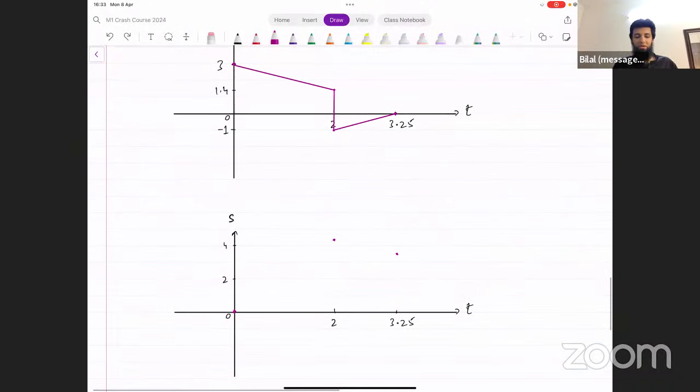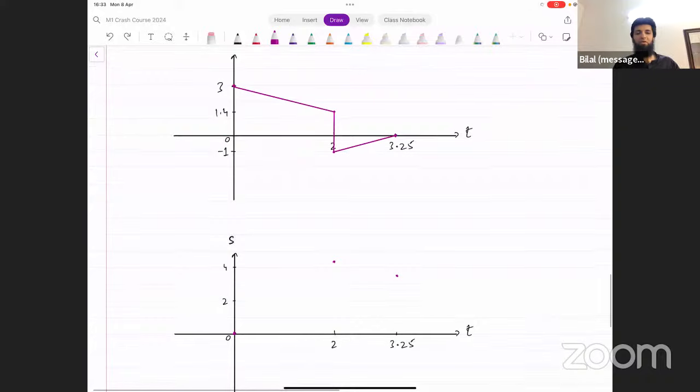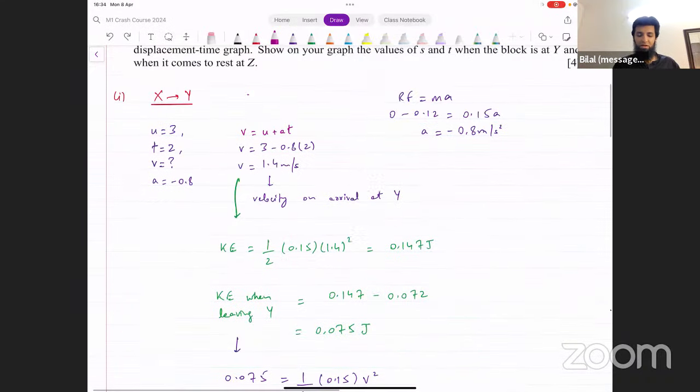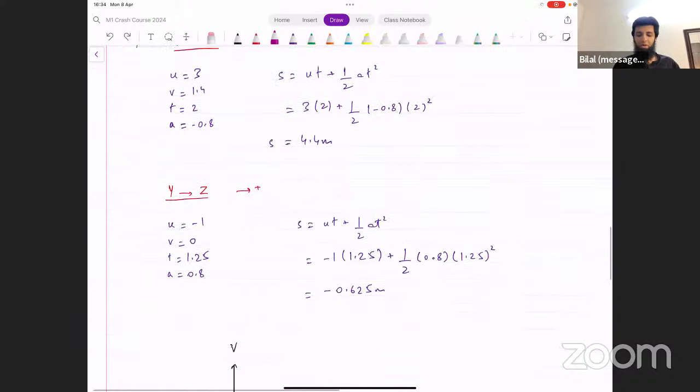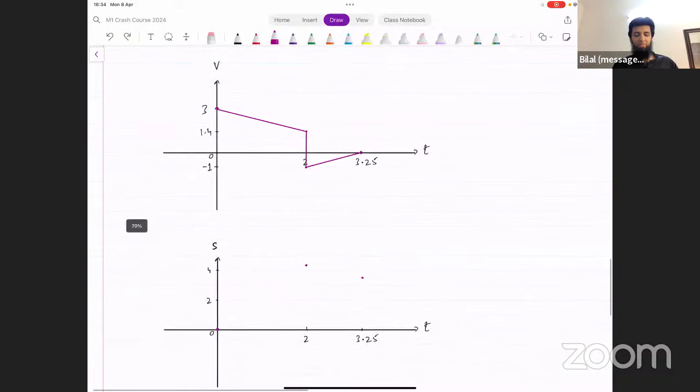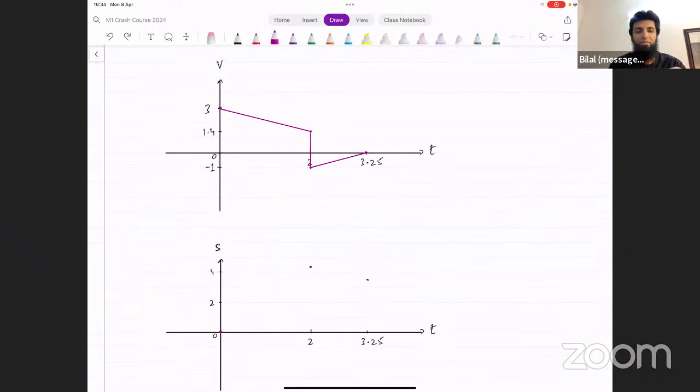Now, what is the graph going to look like? What's the shape of this graph going to look like? How do we draw that? Any idea? Do we draw straight lines like this and this, or do we do something else?